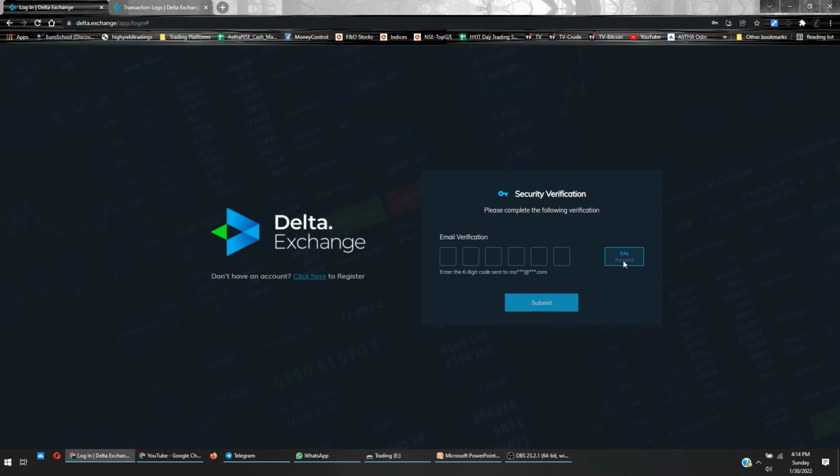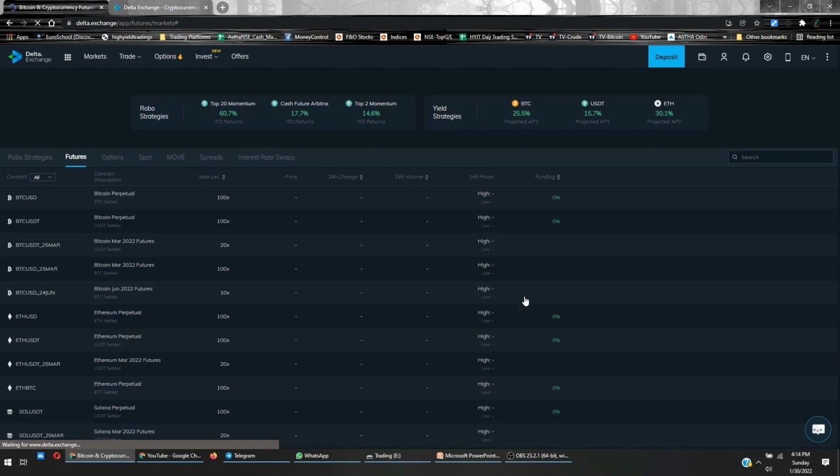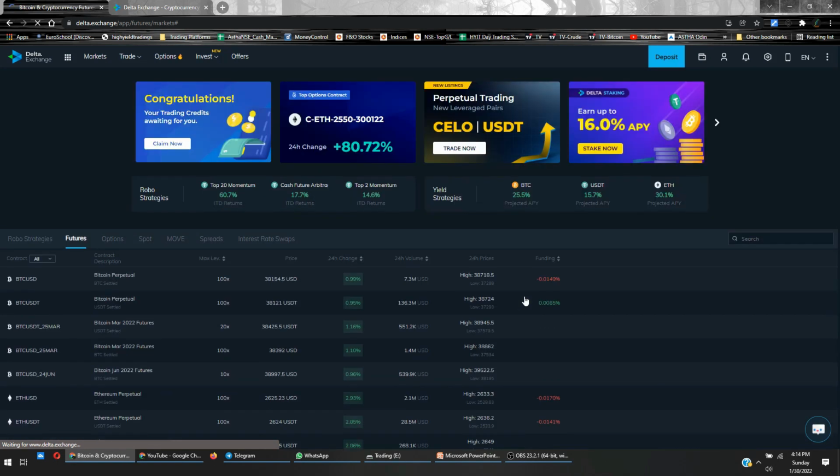Okay, I just received the code. Let me put it in here. Just a moment. Right, and I click on submit, and we are in. Okay, so this is the terminal that you will see on Delta.Exchange once you log in.